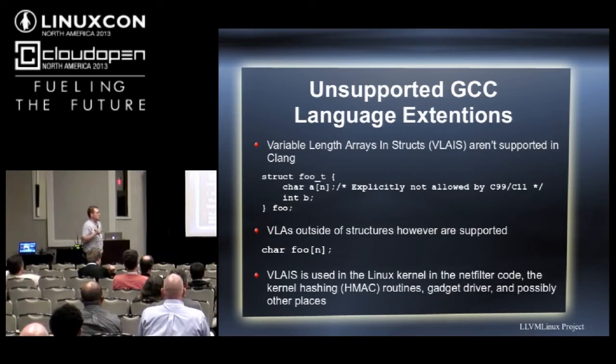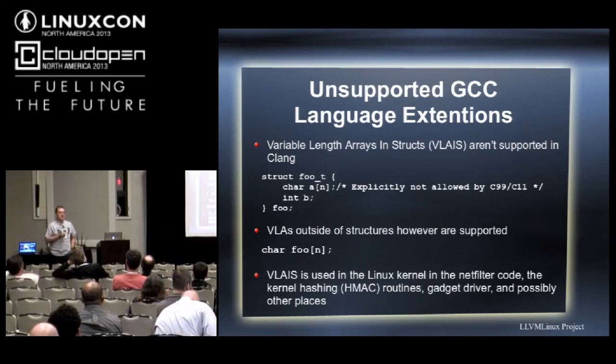The problem is we actually do this in a number of places. It's used in the netfilter code. It's used pervasively in the crypto code. And it's used in a couple of other places, like the gadget driver for USB. Now, in the USB case, it's just used for convenience, and they're okay with a patch there. The problem is in the other areas. It's very pervasive. It breaks a lot of stuff. Unfortunately, we have to patch that out, and we're having some pushback on that.